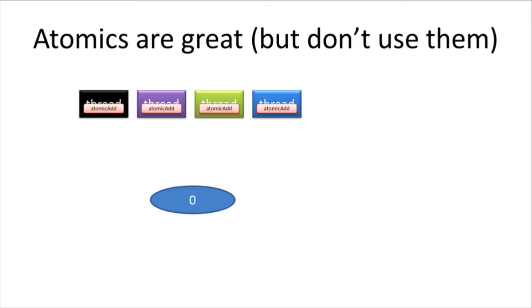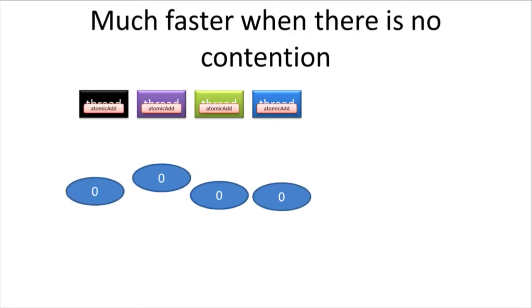So looking at that, I say that atomics are great, but don't use them because look at the serialization. We do atomic adds and we go 1, 2, 3, 4, and it's very slow. But it's much faster if there's no contention. For example, if I have a warp and I do an atomic add, well, everything gets incremented at the same time.